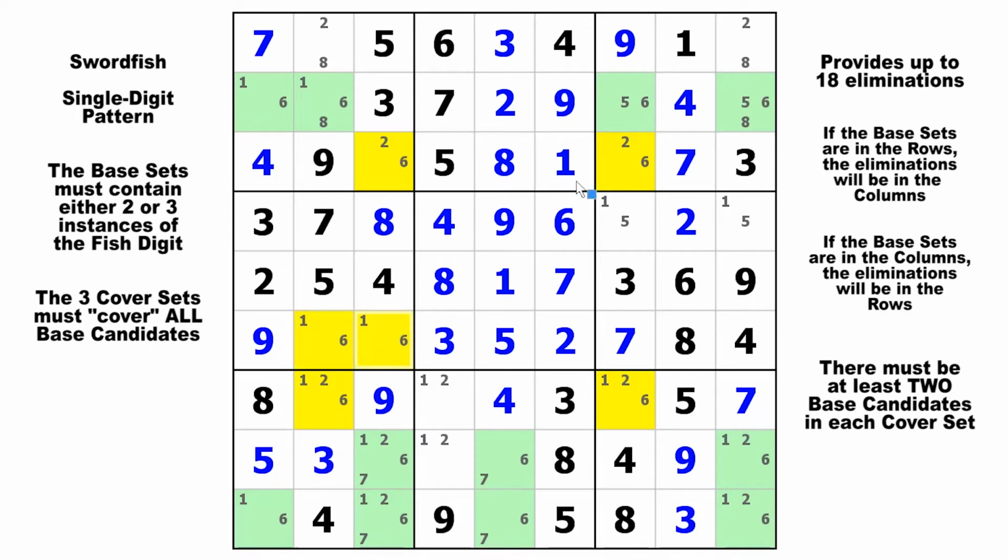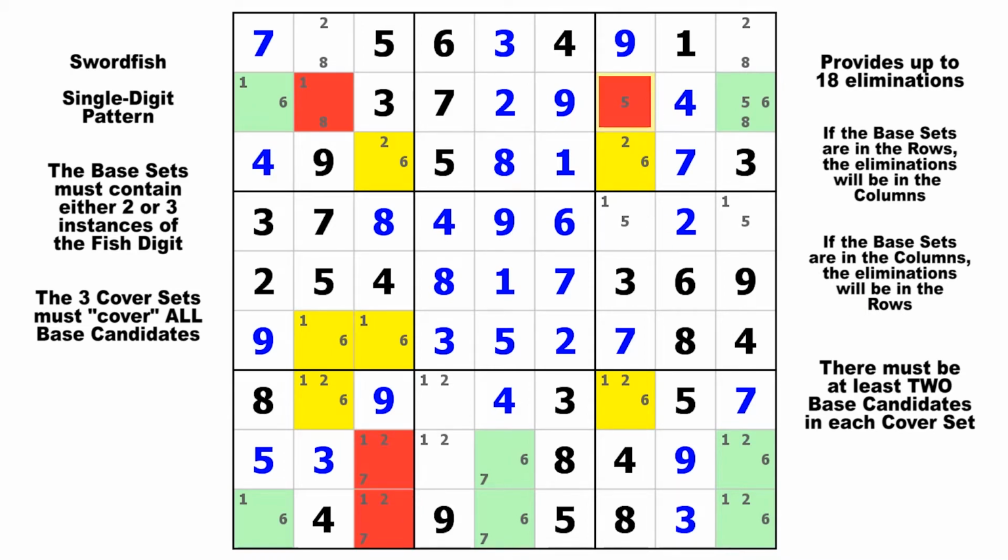So there's your swordfish. There's your three base sets, rows 3, 6, and 7. There are exactly two instances of candidate 6 in each of those rows, and they line up perfectly so that three columns can intersect with them and contain all of them. Column 2, column 3, and column 7. So that means we can eliminate all the other candidate 6s from those three columns. So that would be here, here, here, and here. All of those candidate 6s will be false, and you can eliminate them because of the swordfish.